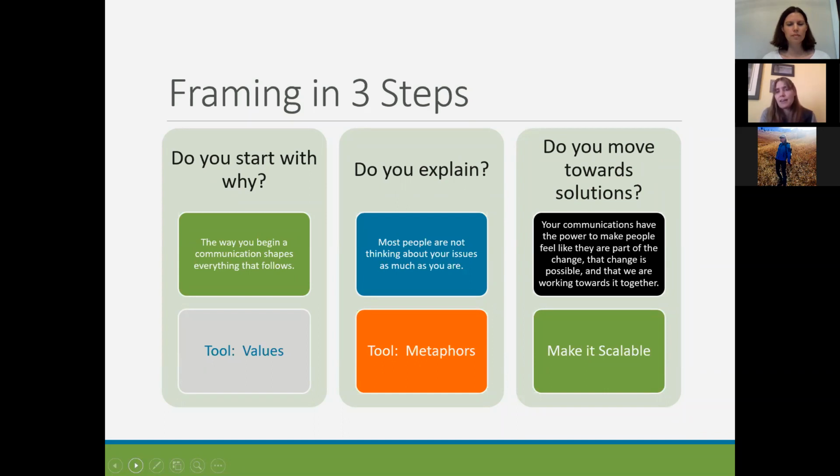And then finally, really thinking about how we frame solutions, and those as scalable solutions that make sure that whoever you're communicating with feels like they're part of the change, that change is possible, and that we need to do that together as a society, as a community.